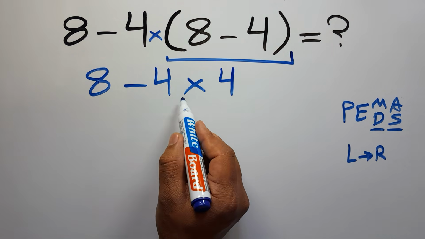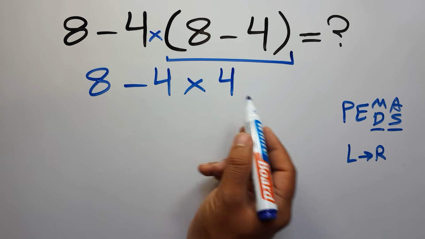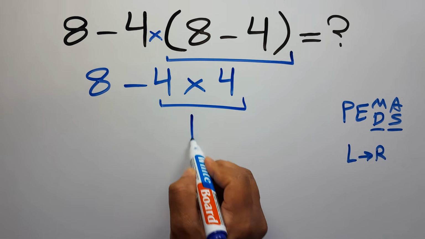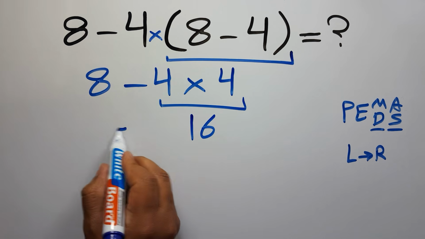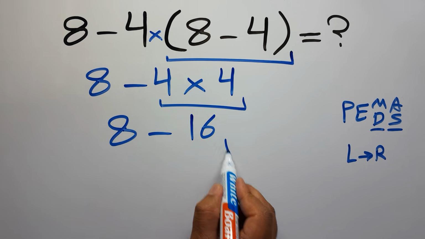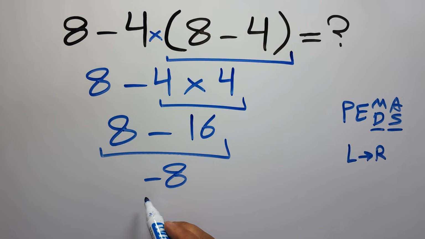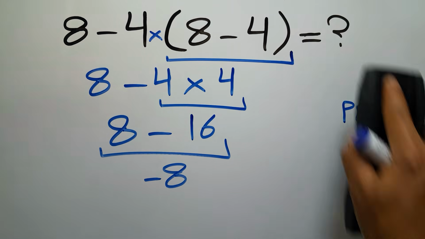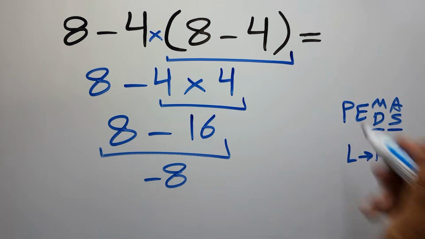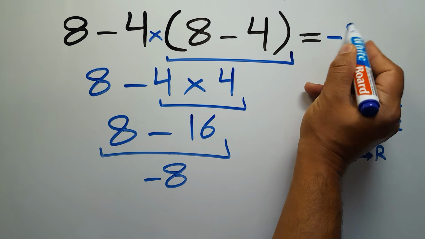So here, first we have to do this multiplication. 4 times 4 gives us 16. So we have 8 minus 16, which equals negative 8. And this is our final answer to this problem. The correct answer is negative 8.